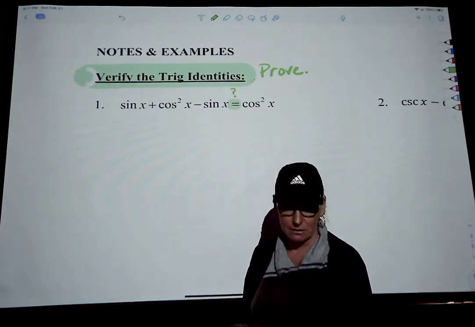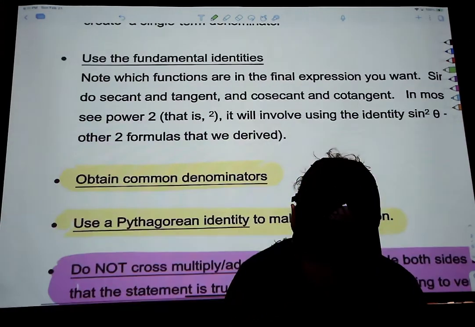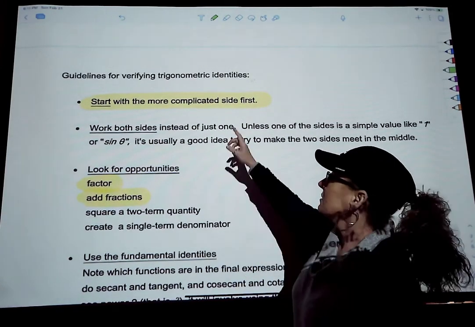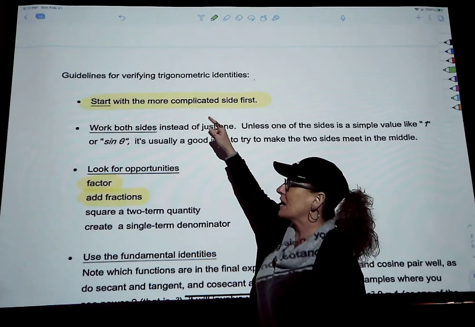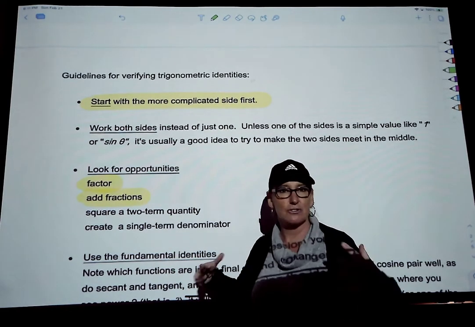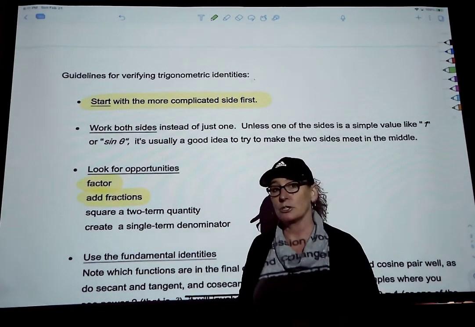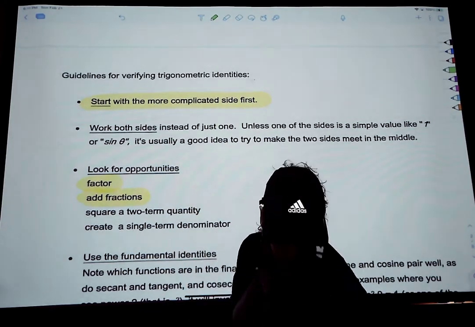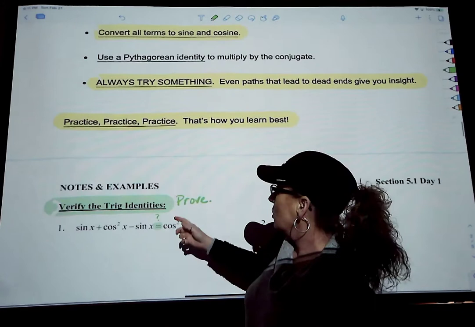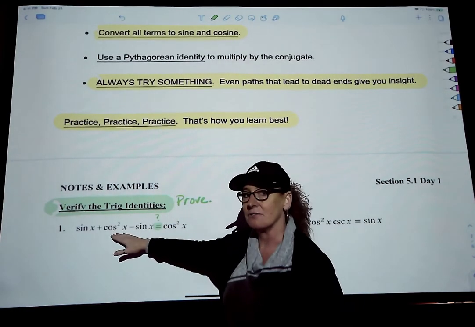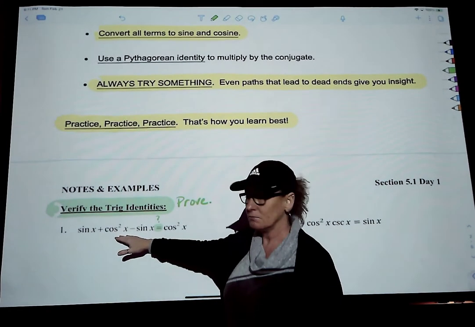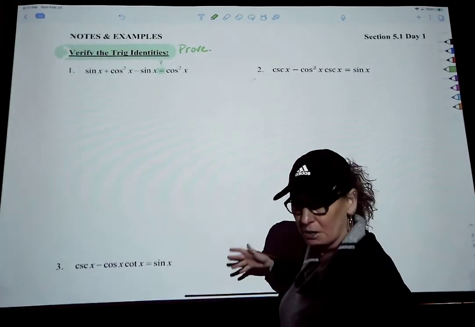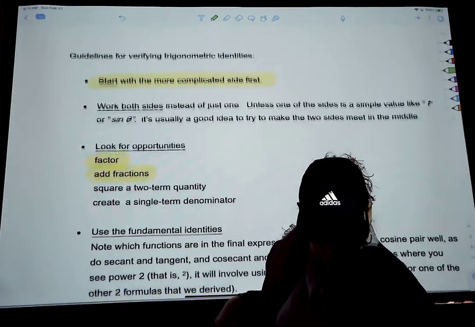How do you go about that? Well, I've got these highlighted; these are the things that we're going to do on day 1. These are the ideas that I'm giving you to try on day 1. We're going to start with the more complicated side first. So, number 1, we're going to work with the left side of the equal sign. It's more complicated. Number 2, we're going to start on the left. Number 3, we're going to start on the left. And number 4, we're going to start on the left because it says do that first.